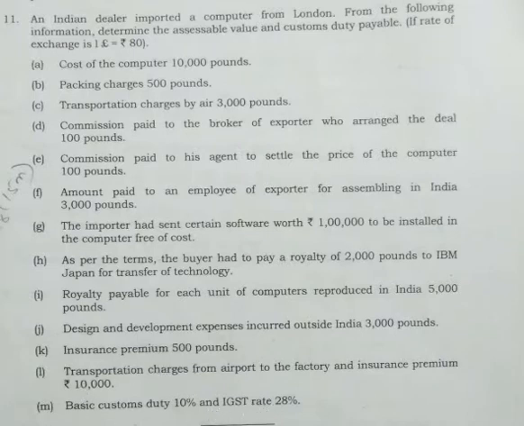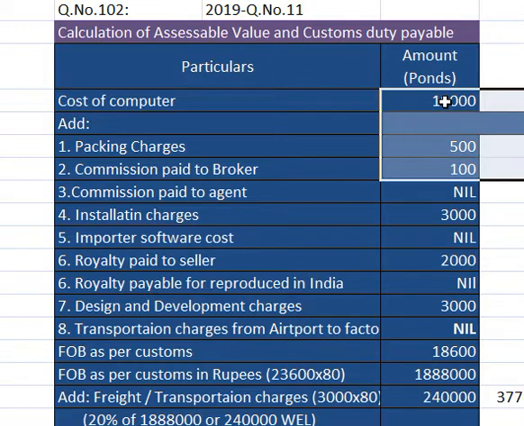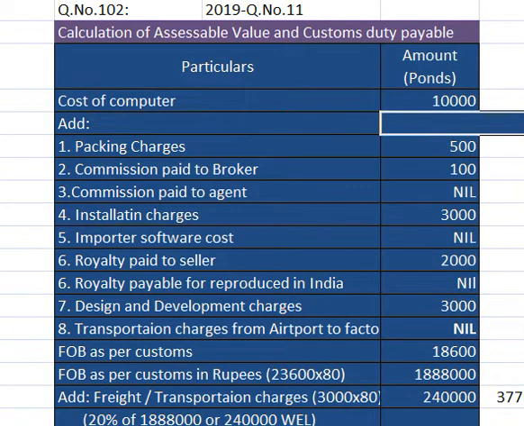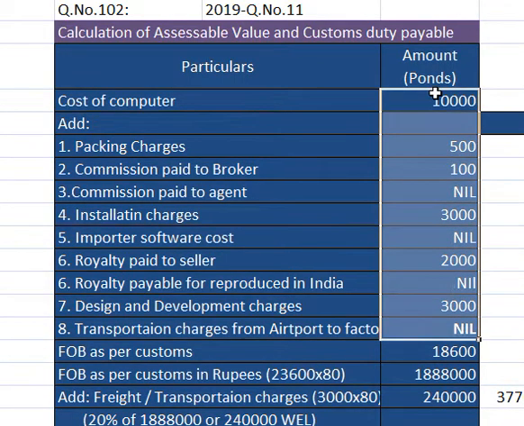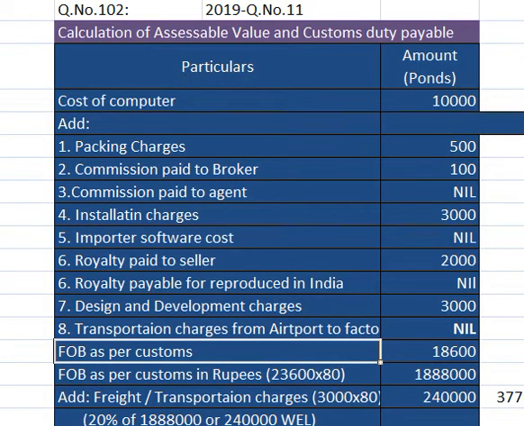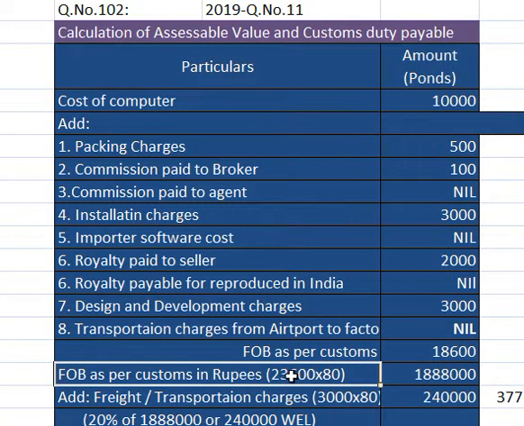So move to the solution now. Up to here it is over. Now we add the total. Total means from this number to this number you have to add. It was 18,600 total. Once 18,600 comes, this is the FOB as per customs. On the FOB as per customs, you convert into Indian currency. So this Indian currency, this one is 18,600.